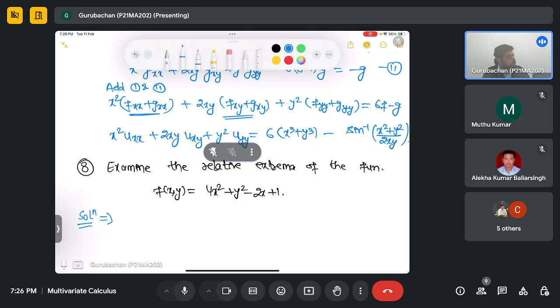Here we can also find the relative extremum value also. Please try it, find out critical points, and then this value.